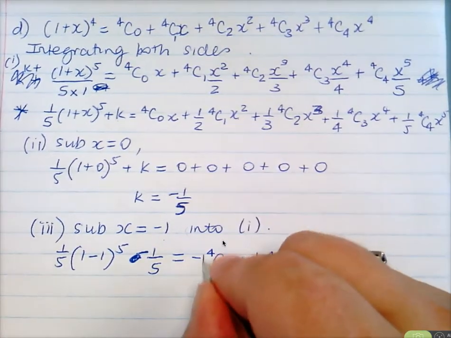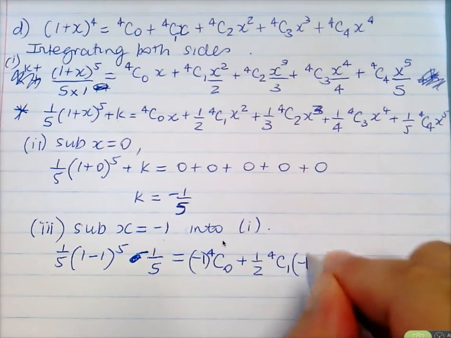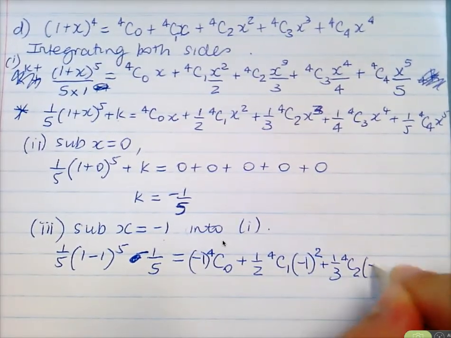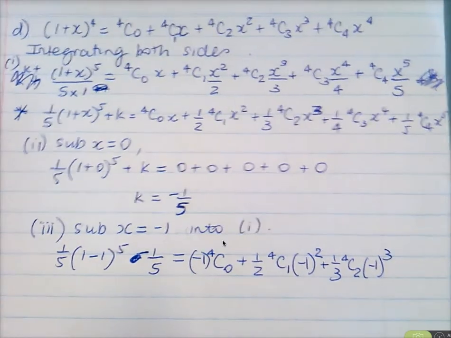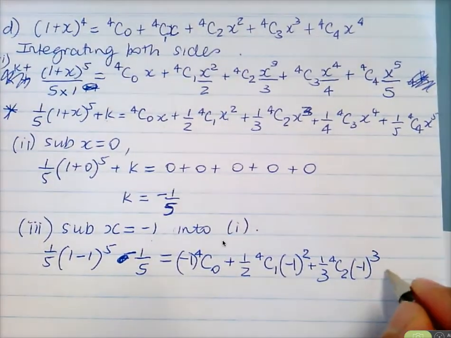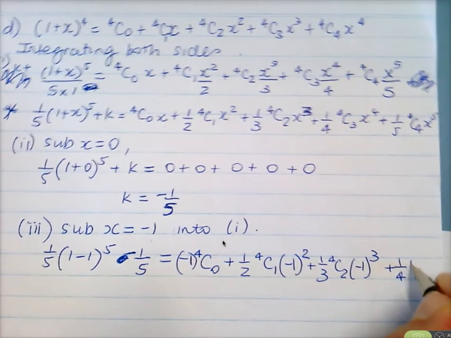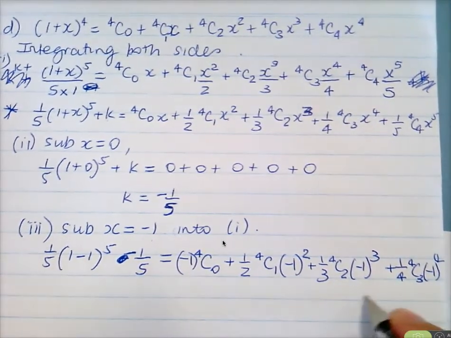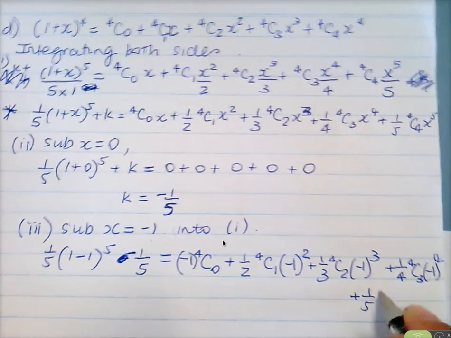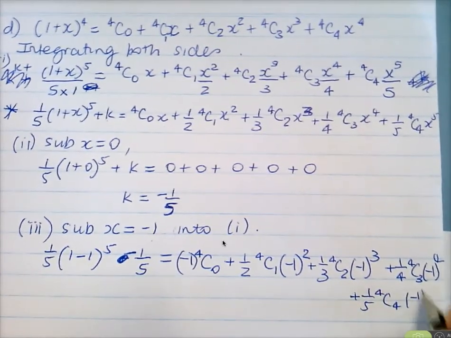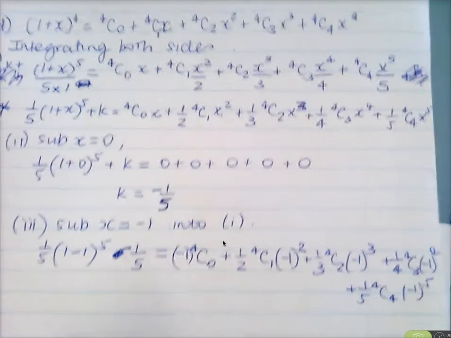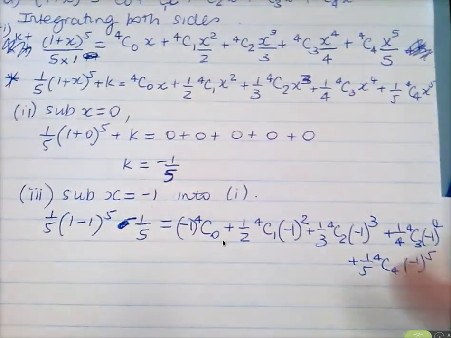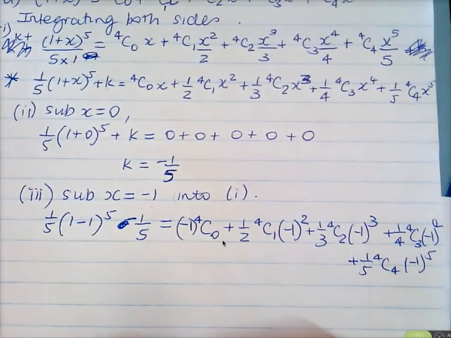Actually, you should really put it in. Plus a third, 4 choose 2, negative 1 cubed. Just show your working. Plus a quarter, 4 choose 3, negative 1 to the 4. Plus a fifth, 4 choose 4, negative 1 to the 5. Now let's see, so I've done the straight substitution completely. What do you get?